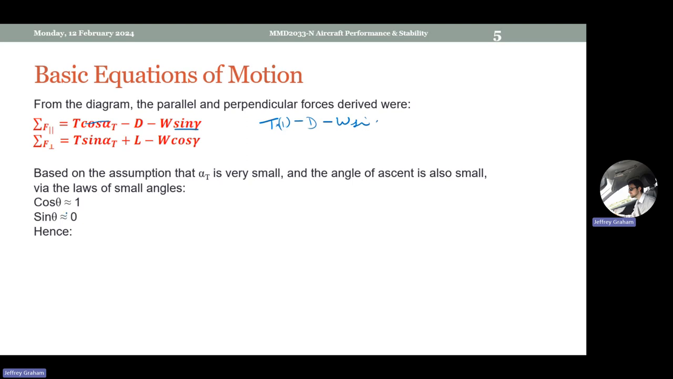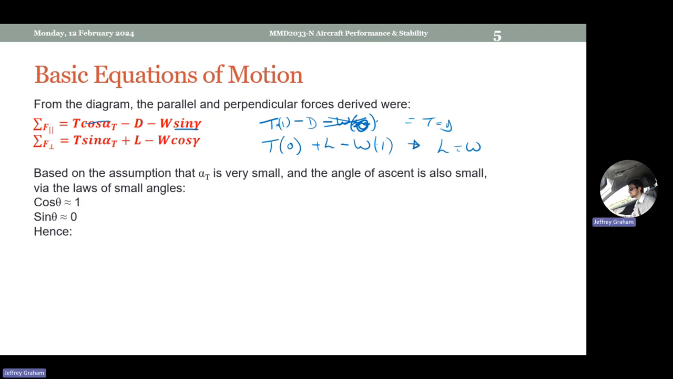So you can see by taking the sine of the angle to be small, it goes to zero, hence the weight component cancels out. This is the thrust equals the drag aspect. Similarly, for the perpendicular, we have the thrust times zero this time, plus the lift minus weight. And the cosine of a small angle is one. So that should correspond to lift equaling the weight.